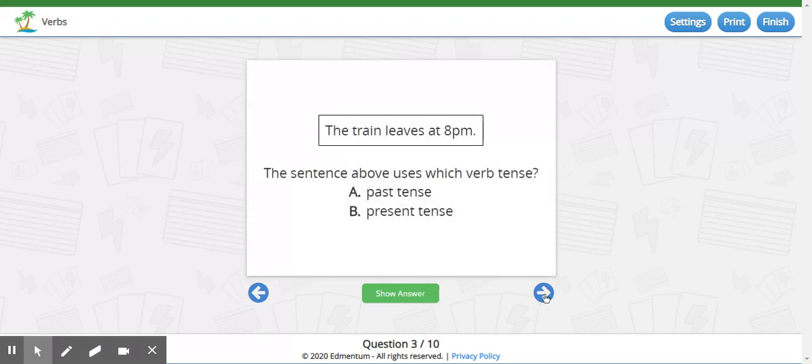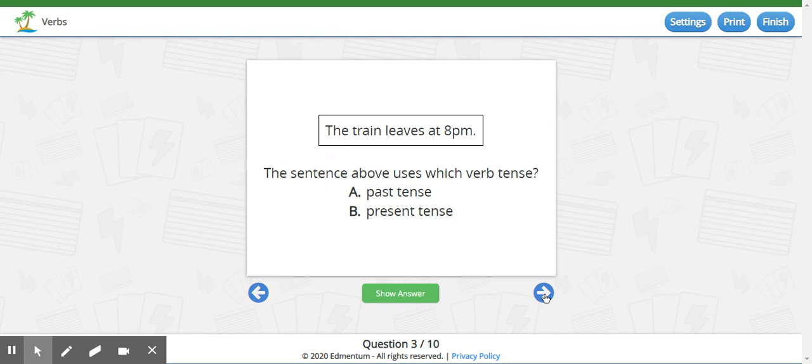Flashcard 3. Read the sentence in the rectangle with me. The train leaves at 8 p.m. The sentence above uses which verb tense? The train leaves at 8 p.m. First, I want you to determine what is the verb in the sentence. If you said leaves, that is correct. Leaves is the verb in the sentence. You always want to identify the verb before you identify its tense.